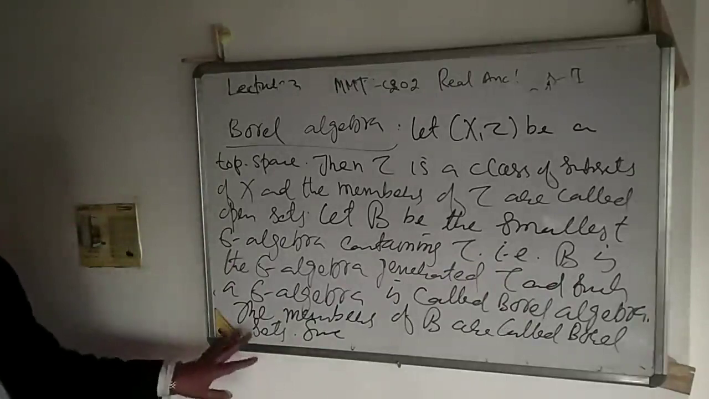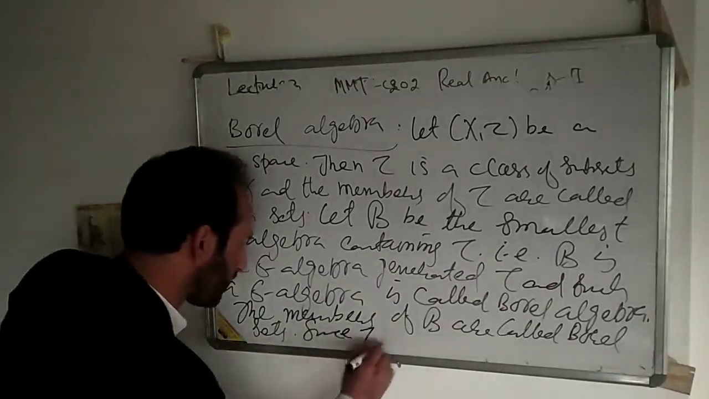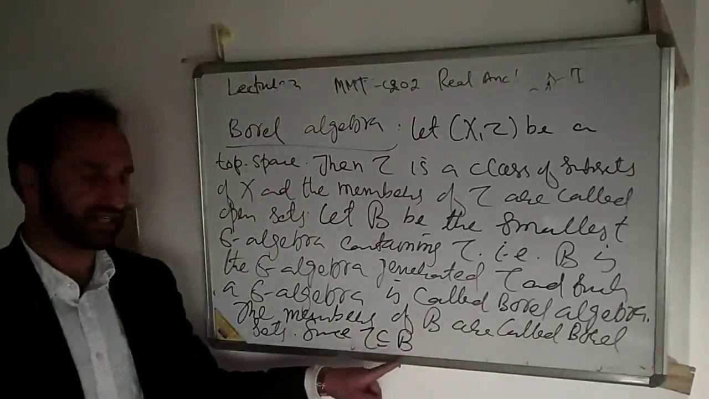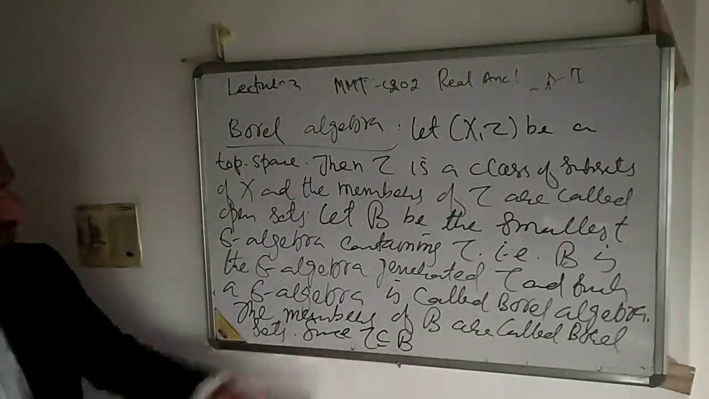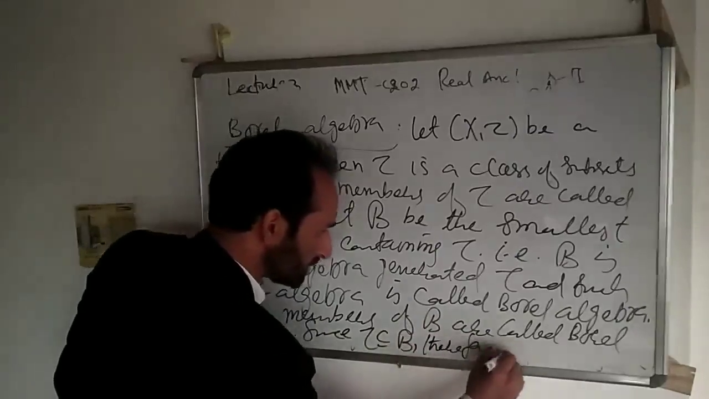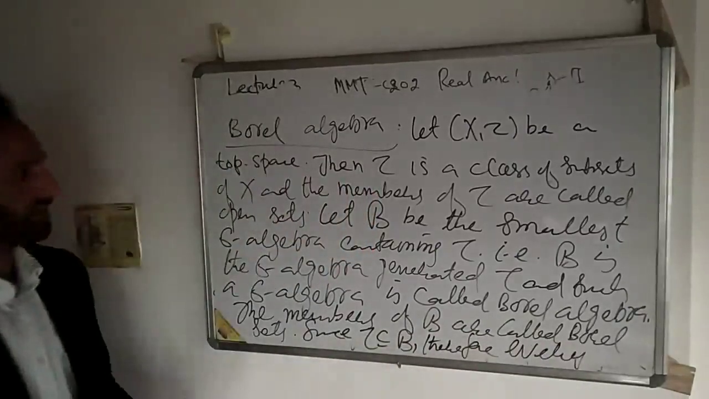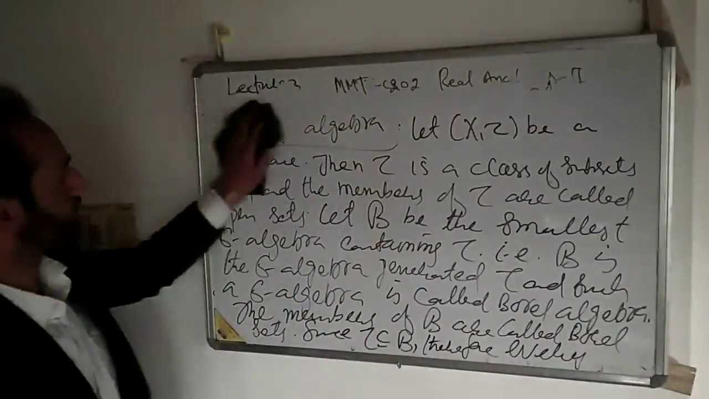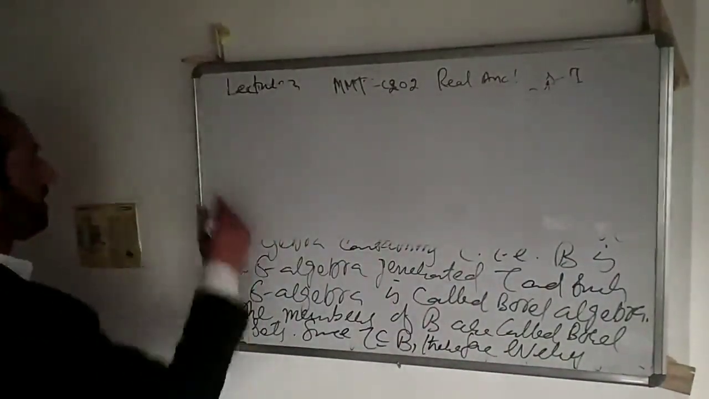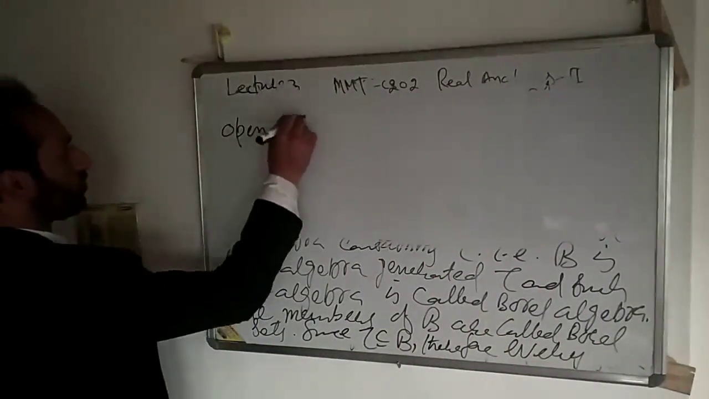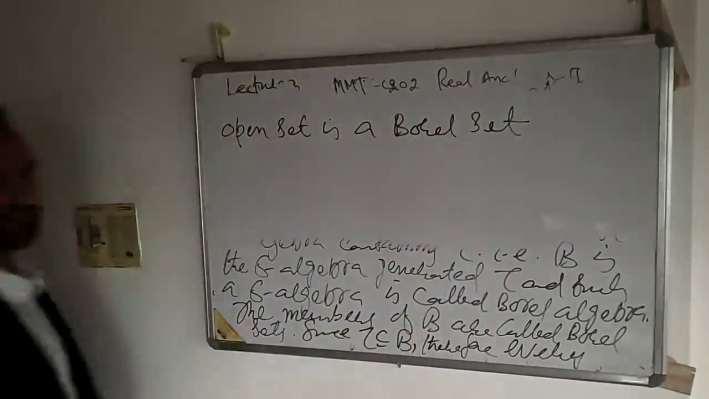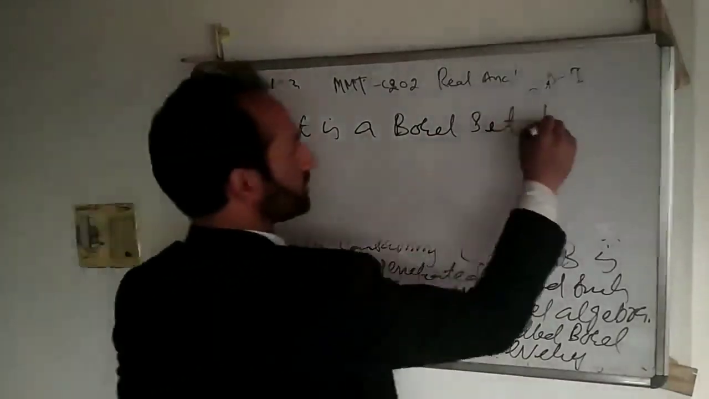Okay. Since tau is a subset of B, every member of tau is also a Borel set, because members of B are called Borel sets. So in other words, every open set is a Borel set. Thus, every open set is a Borel set. But the converse is not true.